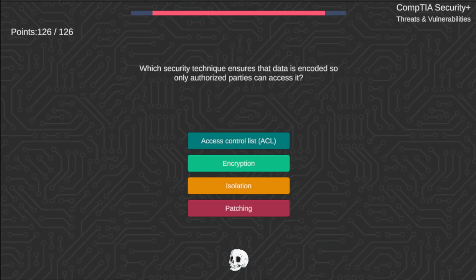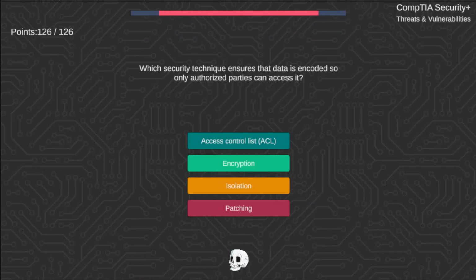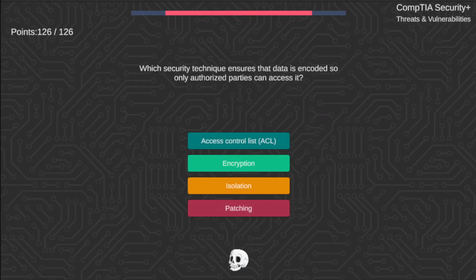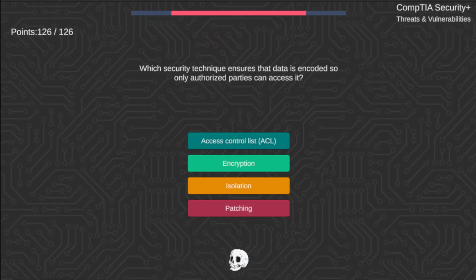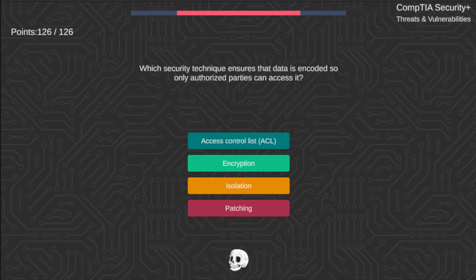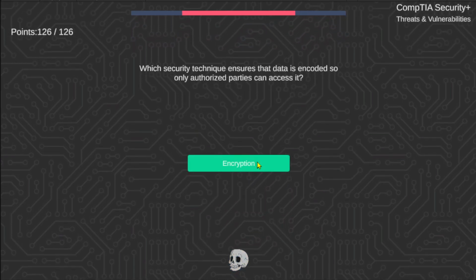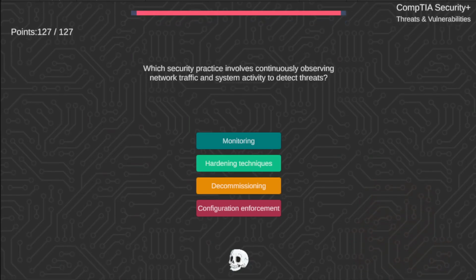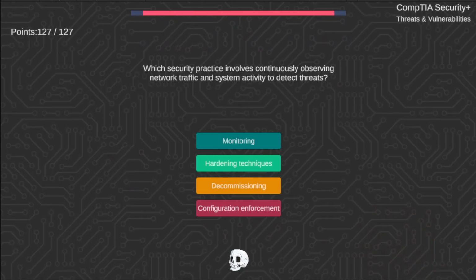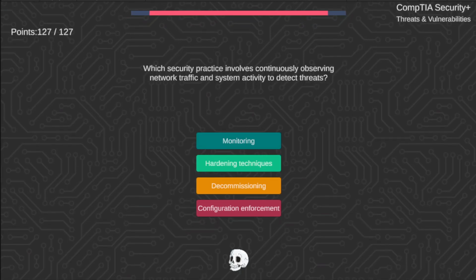What security technique ensures that data is encoded so only authorized parties can access it? Access control list, encryption, isolation, or patching? Only authorized parties can access it. Correct answer is encryption.